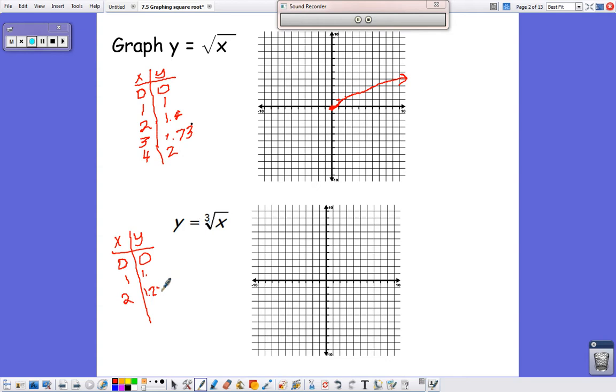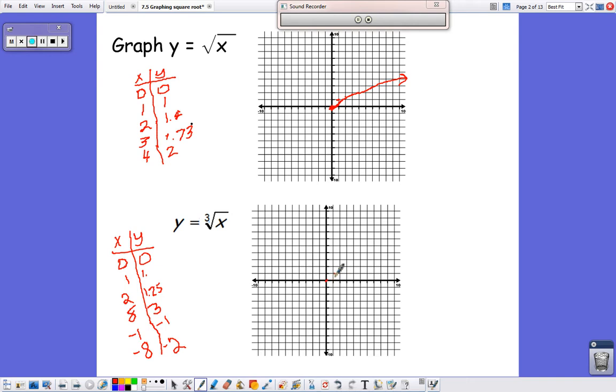Okay? And I could go ahead and jump to the 8, and I know the cube root of 8 will give me 2. Now on a cube root, remember, I can pick a negative, because a negative times a negative gives me a positive, and then that positive times a negative will give me a negative. So I could pick a -1, and it's going to give me a -1. And if I jump to -8, the cube root of that's going to give me a -2.